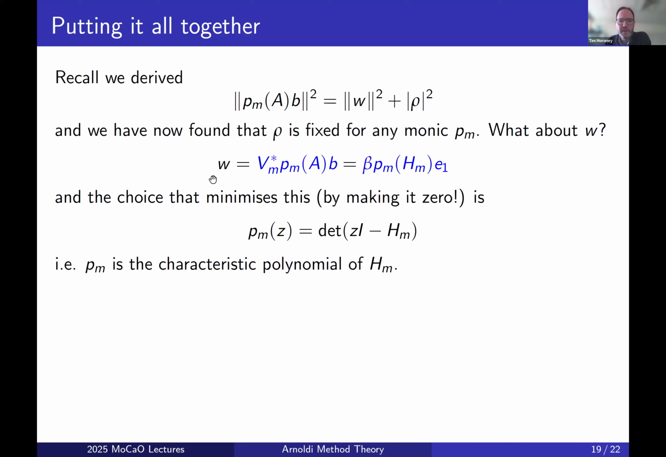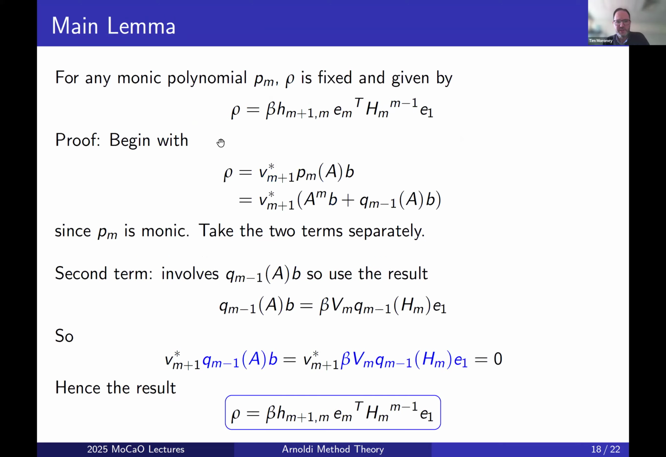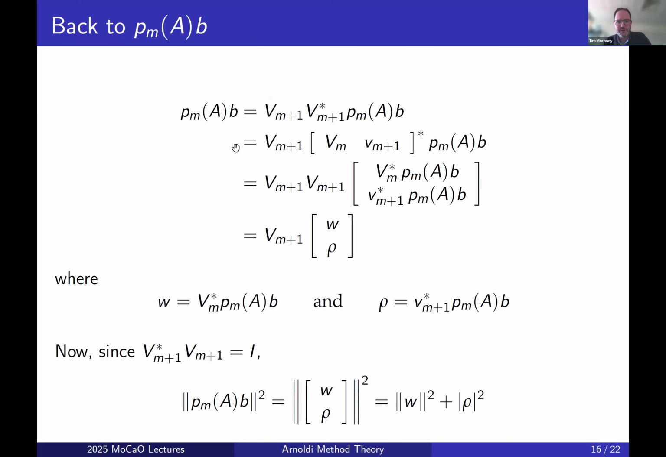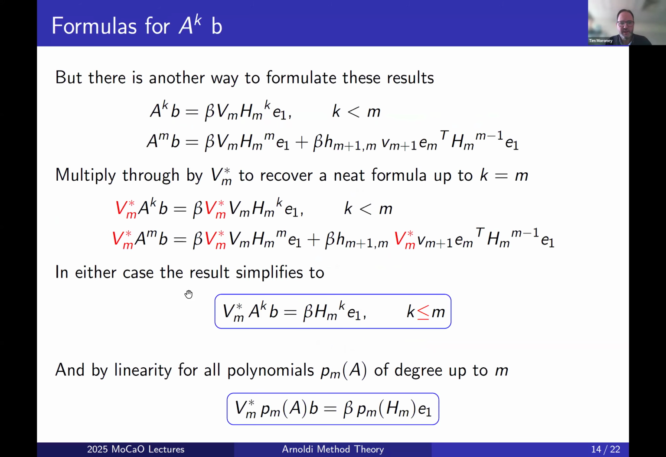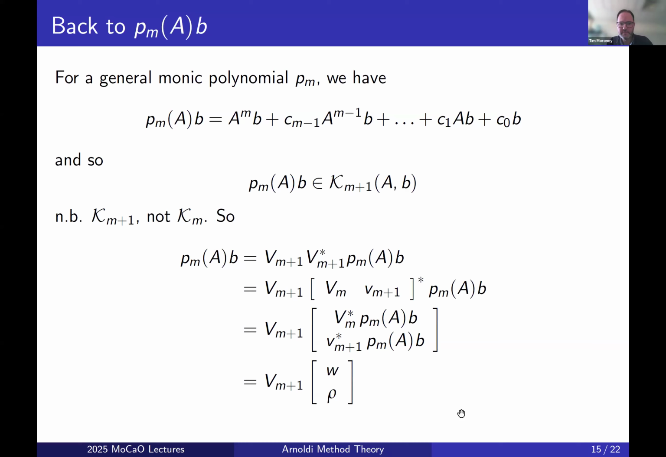Well, what was W? I was going to say you can trust me, but you don't have to trust me. Let's just go back where we derived it. This was it here. All right, Vm star Pm of A times B. And look at this. Didn't we get a formula for Vm star times any polynomial of degree even including m times B? Yes, we did. Right, it's beta times Pm of that Hm times E1. So we can finally use this one.